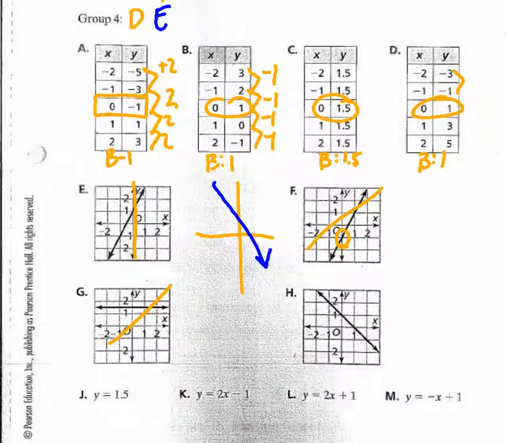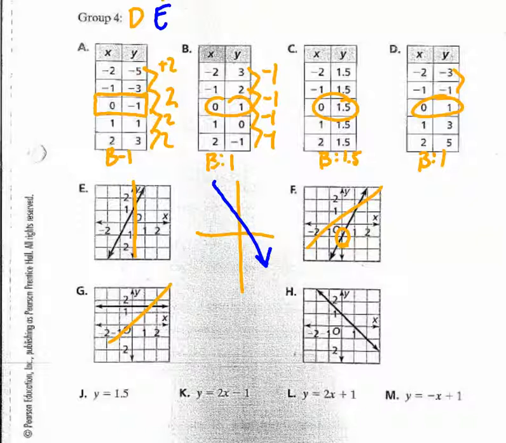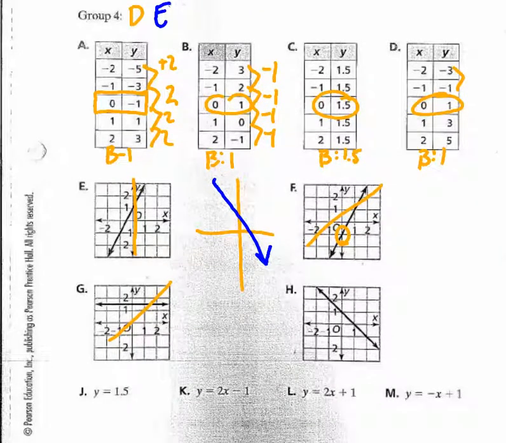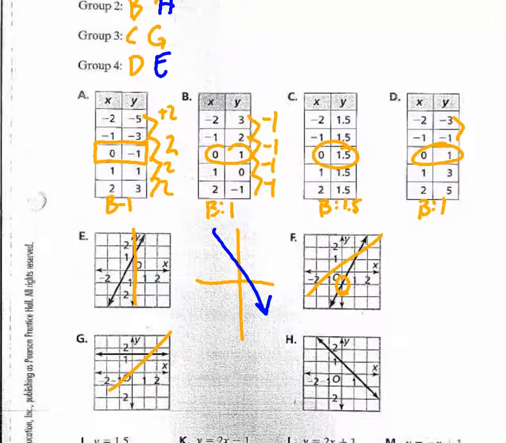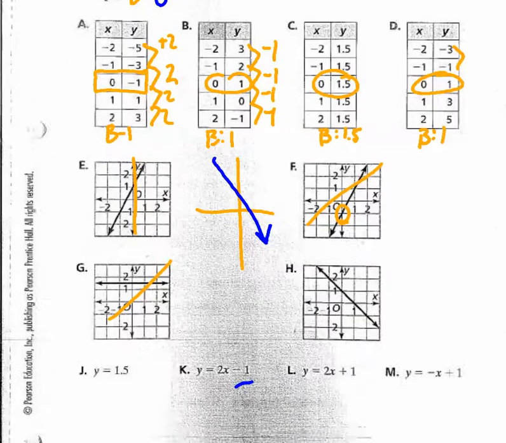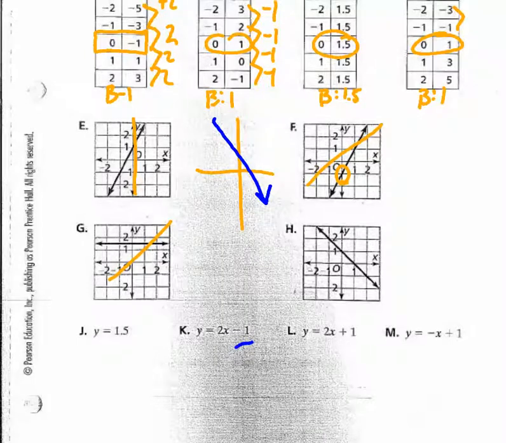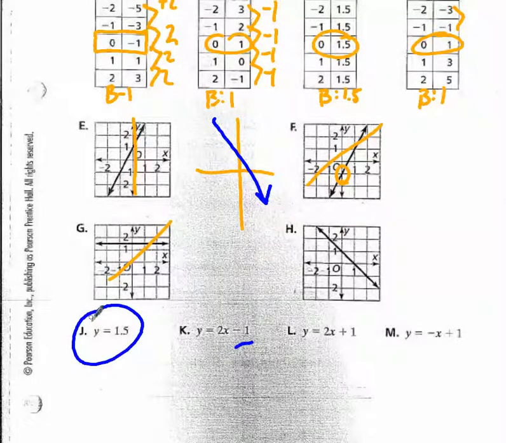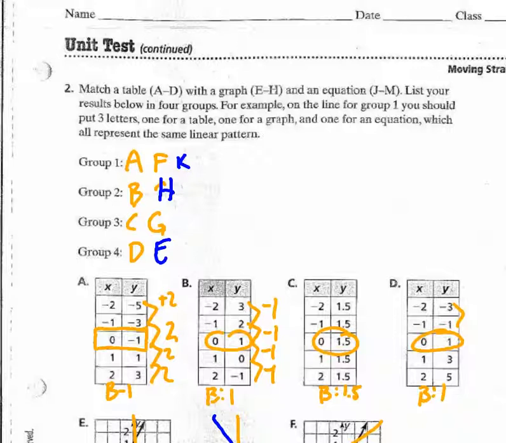Now we have equations. Well, again, matching y-intercepts is really the best way to go. So graph A has a y-intercept of -1. Equation K has a y-intercept of -1. So it's going to be A, F, K. The y-intercept of 1.5 is obviously J. So there's J. And the only trick is the slope.